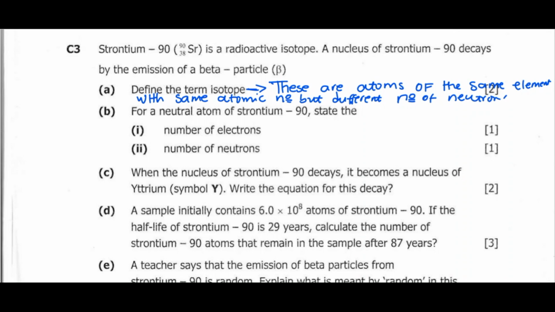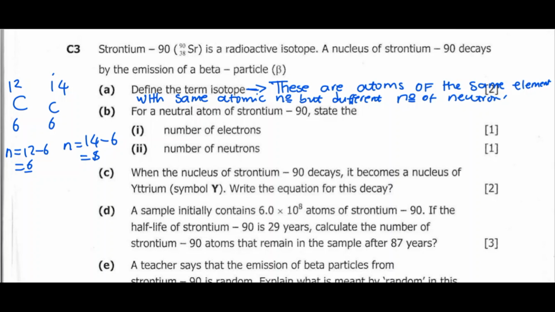So let's take it for instance, if we have carbon 12 and carbon 14. To find the number of neutrons for carbon 12, the number of neutrons will be 12 minus 6, which is 6. Then for carbon 14, we have 14 minus 6, which gives us 8. So you can see that the number of neutrons is what is affecting the mass number. Then let's go to B.